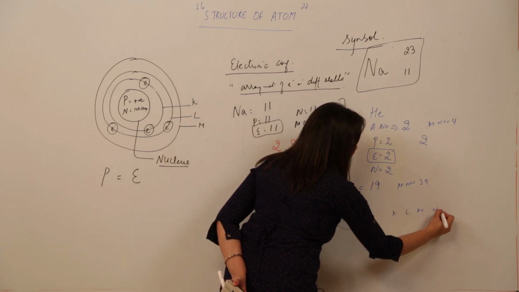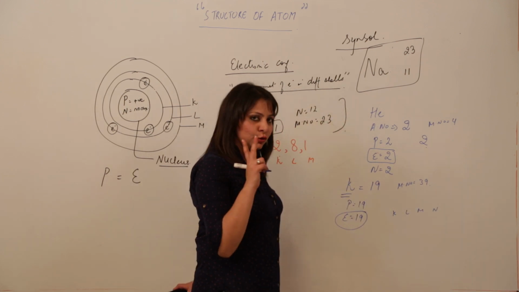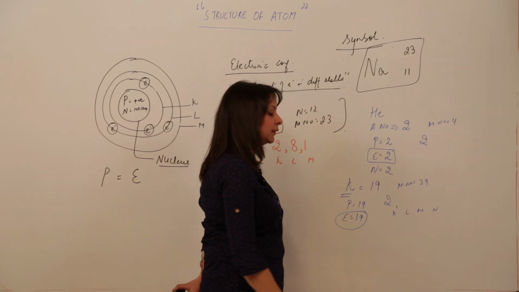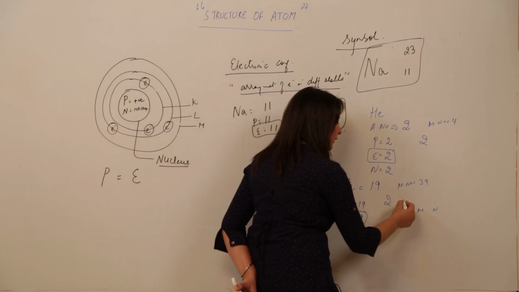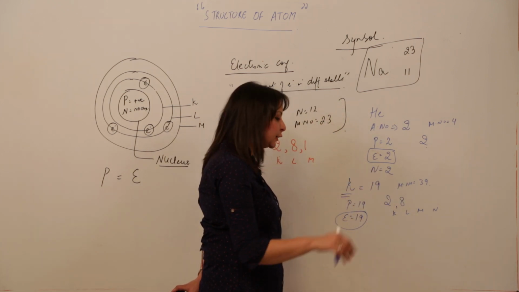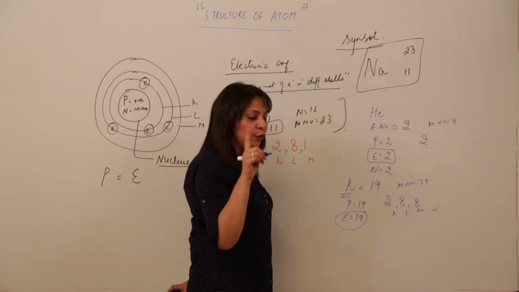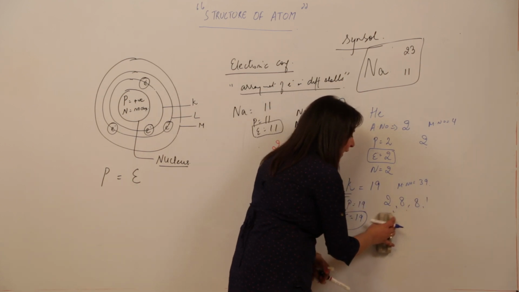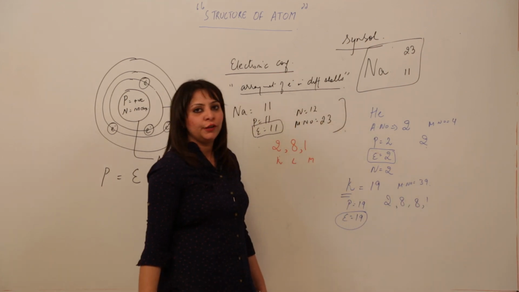First write the shell names, then we will fill accordingly. The first shell, K shell, can accommodate how many electrons? 2. So we are filling 2, right? Now we are left with how many electrons? 17. But the second shell can accommodate a maximum of 8. We are writing 8, right? 10 electrons are already gone. We are just left with 9 electrons. So third, again a maximum of 8. Now we are left with 1 electron. So the electronic configuration for potassium is 2, 8, 8, 1. So this is how you write the electronic configuration.